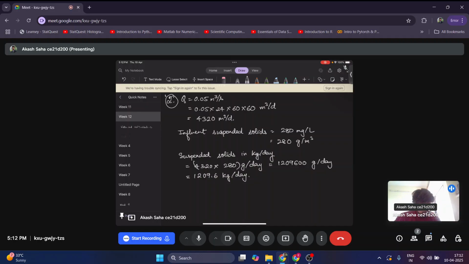So let us calculate the mass of solids that are removed in the PST, in the primary sedimentation tank. Okay, so this much amount is coming into the system. So how much is getting removed? So we know the efficiency is 60%. So 0.6 into 1209.6, so we'll get it as around 725.76 kg per day.